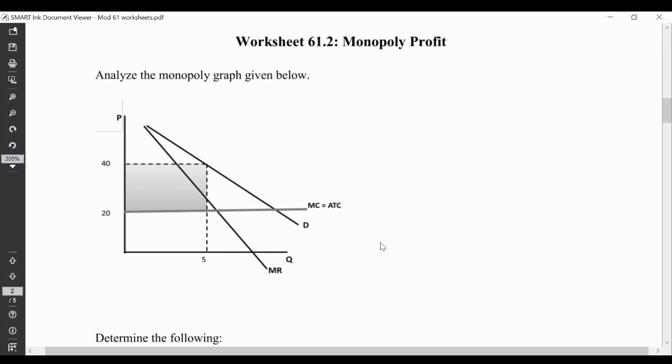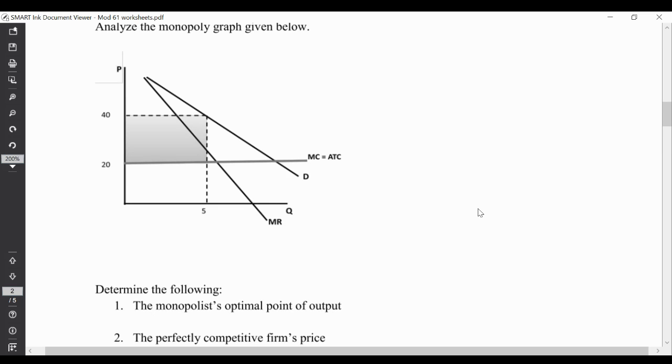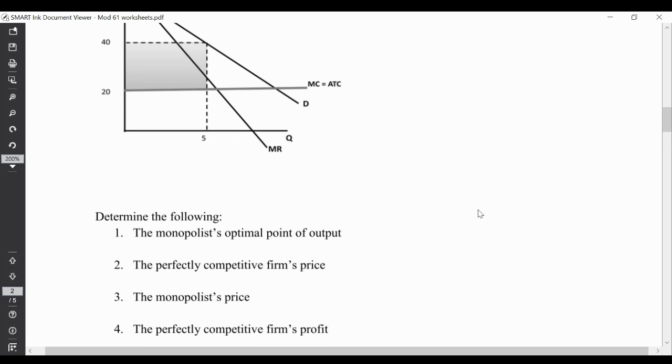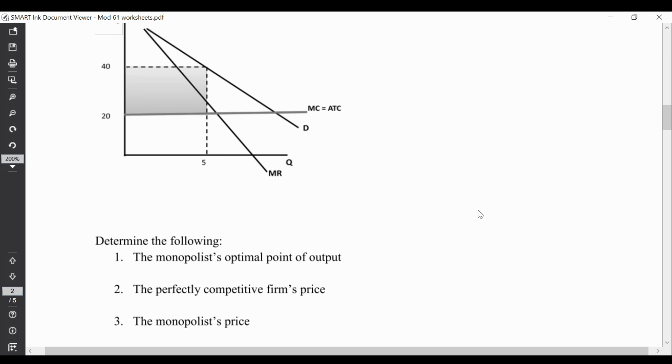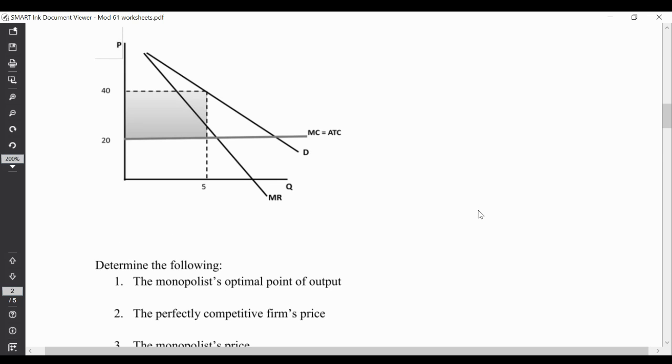So let's take a look at 61.2. They give you this monopoly to look at, and based upon this, it says to determine the following: a monopolist's optimal point of output. Well, they're going to produce where MC equals MR, though the marginal revenue is off a little bit. This is different than the one that I have on my screen. It's a little bit different here, I think when I blow it up or something.